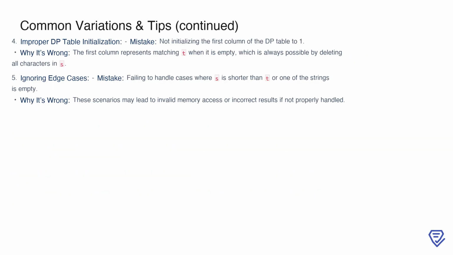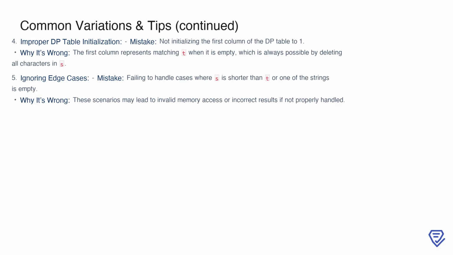Now, let's address a couple more common pitfalls. One is improper initialization of the dynamic programming table. Specifically, failing to initialize the first column to 1 can cause problems. The first column represents the scenario where T is empty, and this should always be considered valid since we can delete all characters in S to match an empty T. Neglecting this step leads to incorrect results.